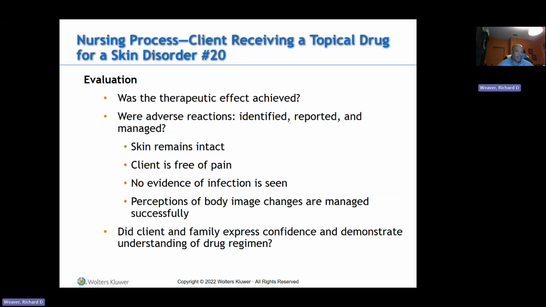We also want to make sure that the skin remains intact, that the patient is free of pain, no evidence of an infection is seen, or the infection is subsiding. Perception of body change is also managed successfully. We just talked about that, the nurse-client therapeutic relationship. And also that the family and clients express confidence and demonstrate understanding of how to use and apply these medications and what to report and so forth.